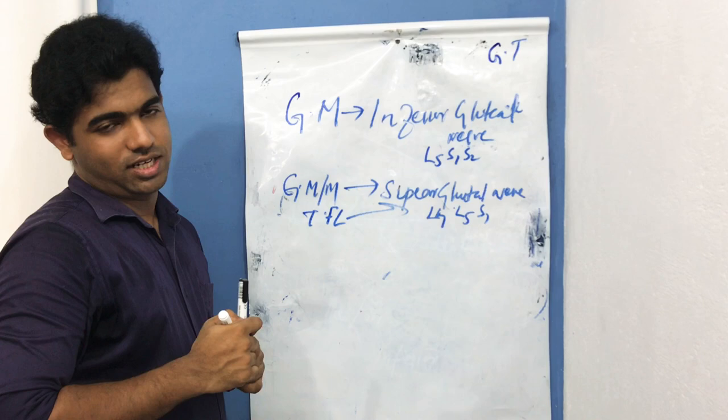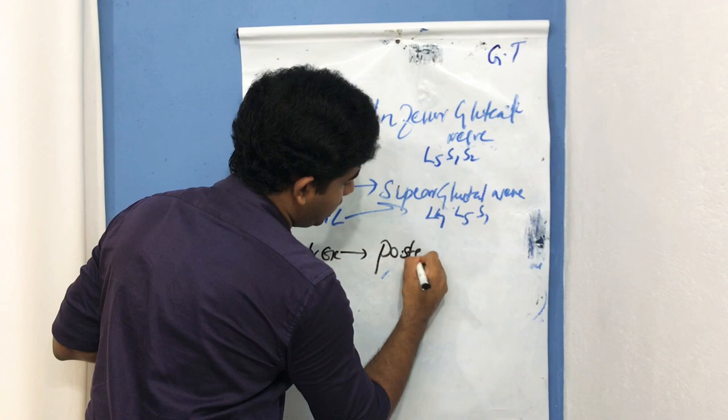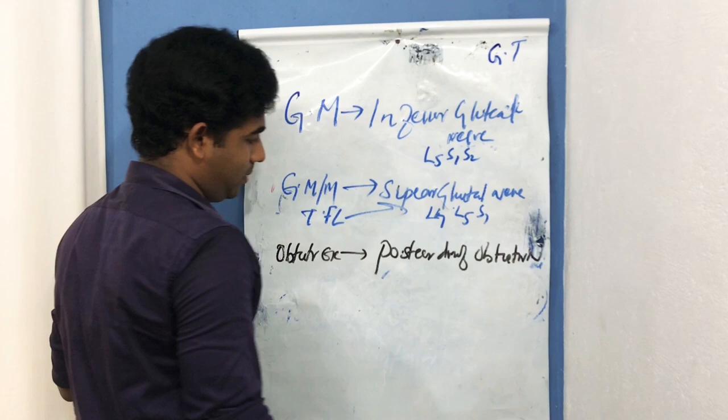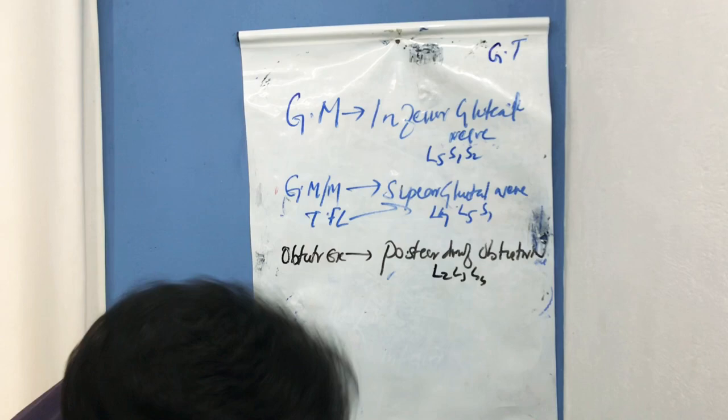Now, obturator externus. Obturator externus is supplied by the posterior division of the obturator nerve. The nerve that supplies the medial compartment, right? That is from L2, L3, L4. Root value L2, L3, L4. That is for the obturator externus muscle, right?